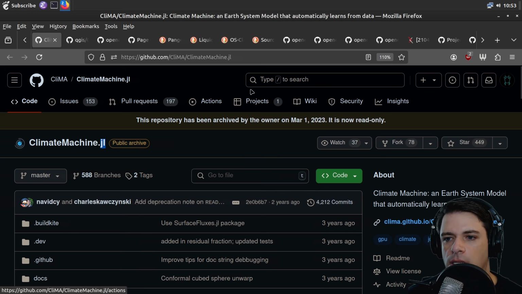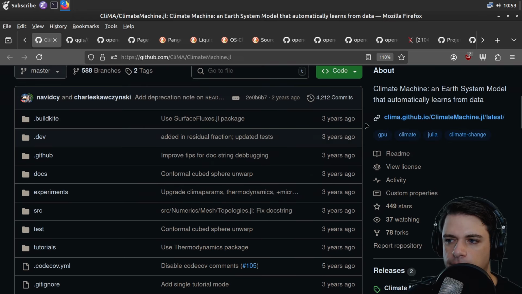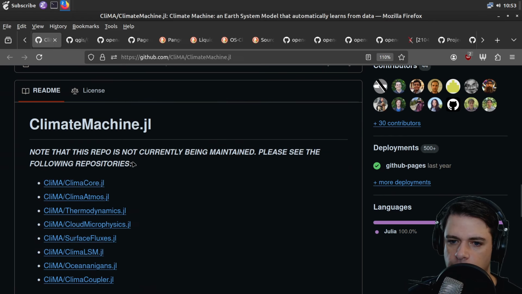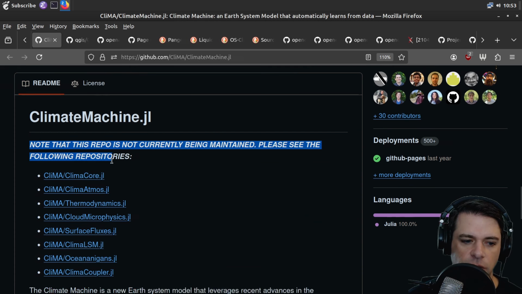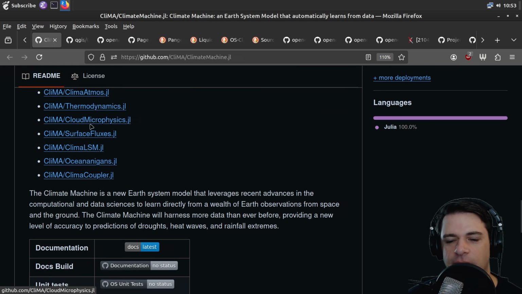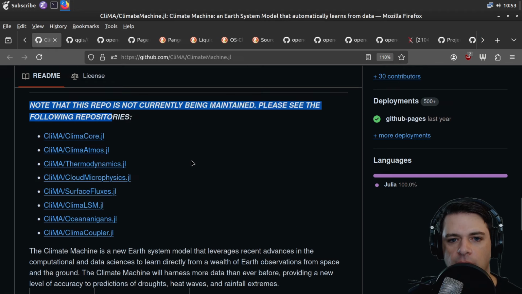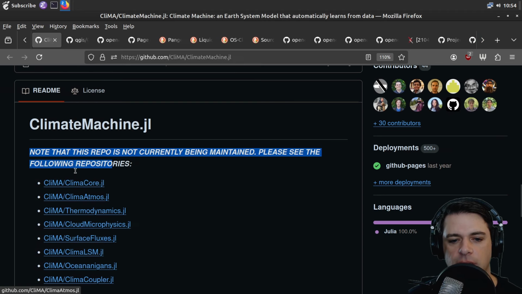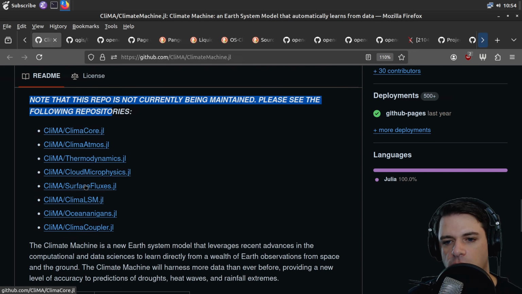ClimateMachine.jl has been archived by owner. It is now read-only. Note, this repo is not currently being maintained. Please see the following repositories. And we have a bunch of smaller ones, like Oceananigans. That's a good name. Surface Fluxes sounds like it's mathy. Cloud Microphysics, Thermodynamics, Clima-Atmos. I'm guessing this is a combination of climate and Atmos, the chip company, and Climate Core.